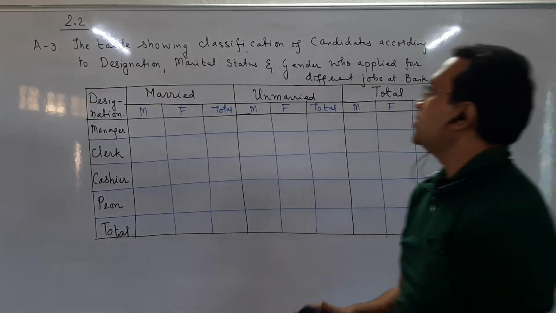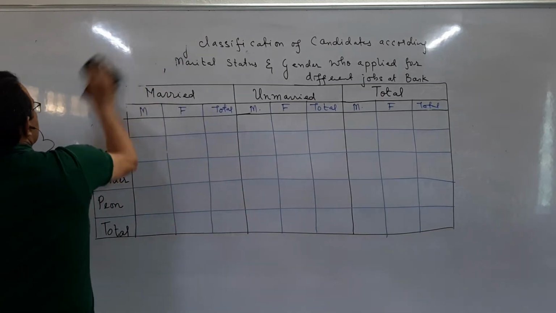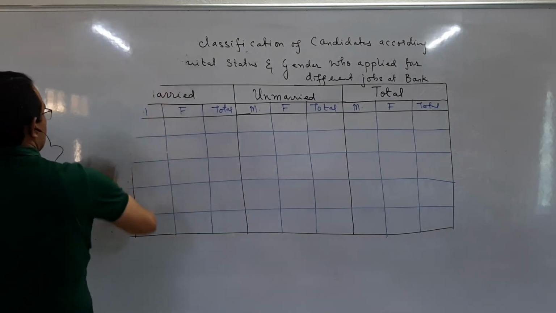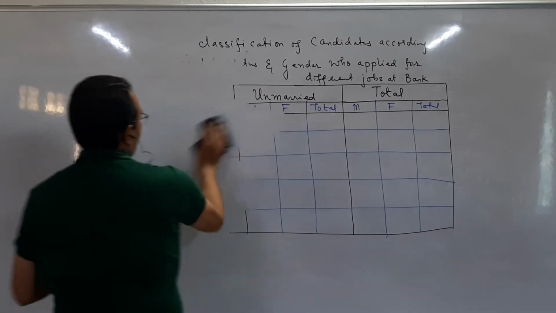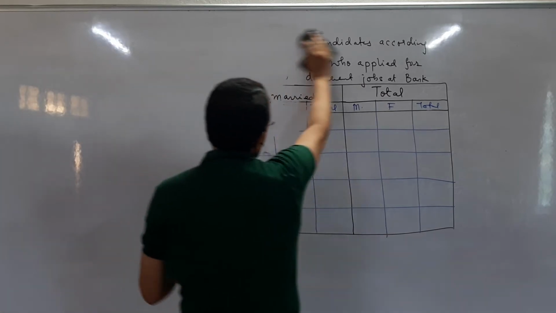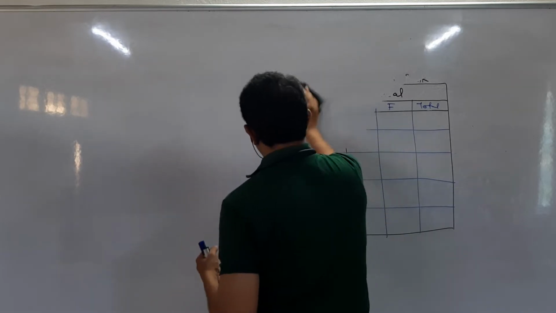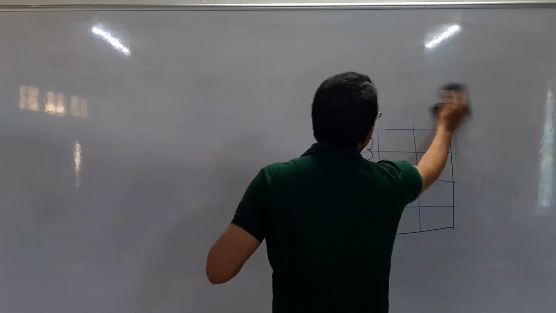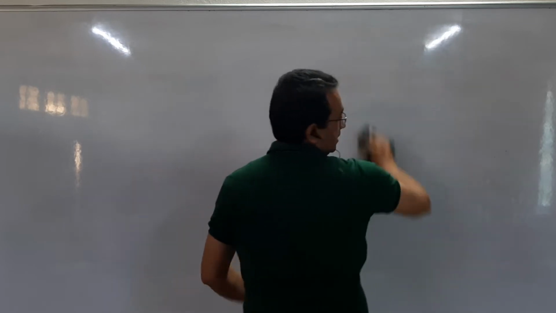So this completes our exercise 2.2. Students, I told you this is one of the lengthiest chapters of our syllabus, and this is the basis of statistics. So we will go very slow so that you understand each and everything. Students, very perfect.